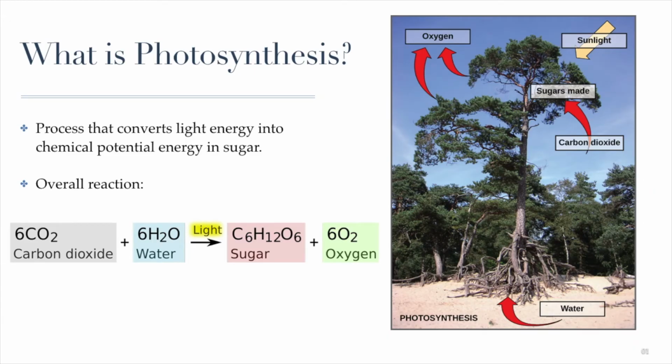In this lesson we will be learning about photosynthesis. Photosynthesis is a process that converts light energy into the chemical potential energy that is found in the bonds of sugars. And not just glucose, but all the sugars that plants produce, like fructose or starches, and even cellulose.